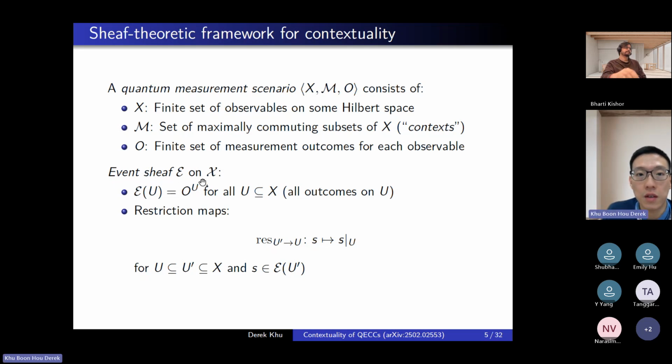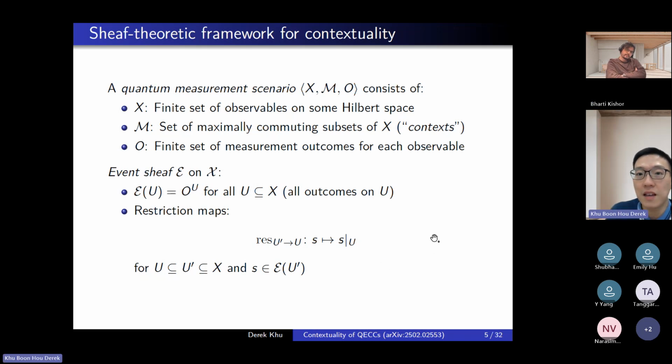The event sheaf, we could define on X by setting, for any subset U of X, the event sheaf E of U to be all possible outcomes on all the points in the subset U. So if you had, say, two different observables, then E of U would be all 2 to the 2 possible outcomes if O were a set of size 2. And the restriction maps for this sheaf would be given by, if you take a section s over U, the restriction map will be just taking the restriction of all the outcomes. So you throw away all the elements that are not in U prime, and then you are left with the elements in U prime. So that is the restriction map.